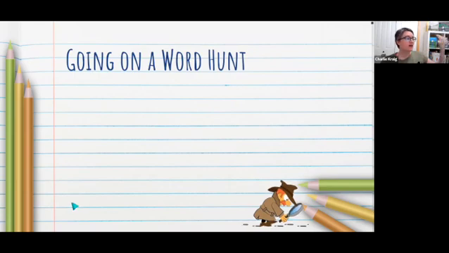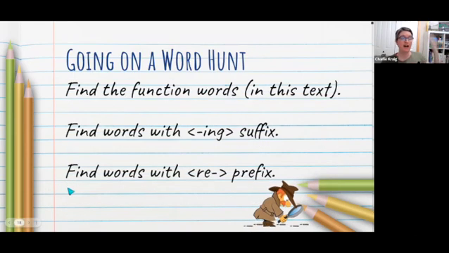So what does this look like? Well, have them go on a word hunt. Find the function words. Now, you don't want to release them into the wild just looking for function words. Give them a little text. Maybe it's in your morning message. Maybe it's from a poem you've read. Maybe it's a picture book that you've read three other times this week for other reasons, and you're just going to look on page 10 and have them find the function words with a friend.